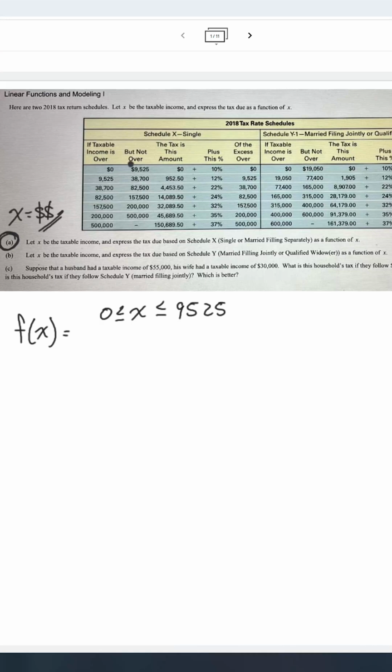All right. So the first interval goes from 0 all the way to $25,000. All right. Now, but you have to look at this very carefully because it says, but not over. It's not over $9,525. So that means that you can actually earn exactly, specifically, $9,525, and you are going to have to pay only the 10%.